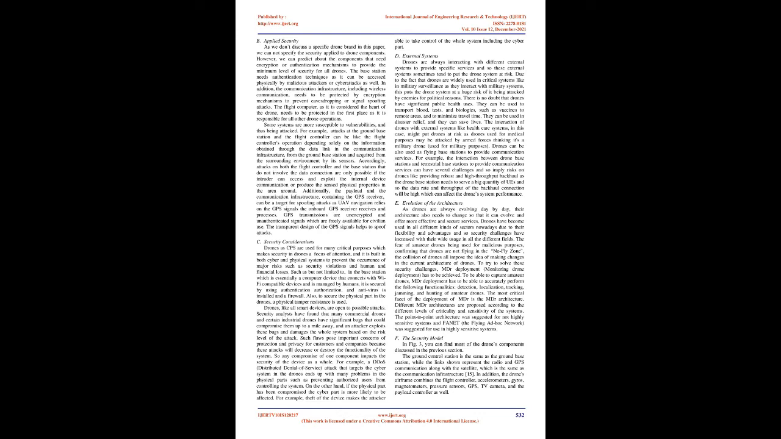Drones, like all smart devices, are open to possible attacks. Security analysts have found that many commercial drones and certain industrial drones have significant bugs that could compromise them from up to a mile away, and an attacker who exploits these bugs can damage the whole system based on the risk level of the attack. Such flaws pose important protection and privacy concerns for customers and companies, because these attacks will decrease or destroy the functionality of the system. So any compromise of one component impacts the security of the device as a whole.